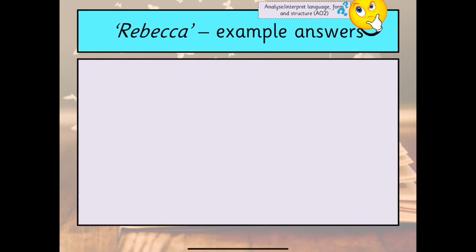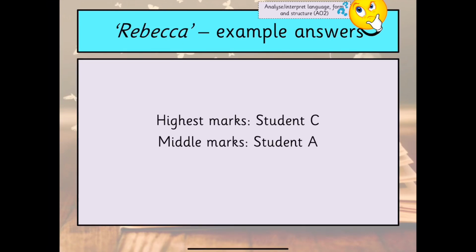Okay, so I can now reveal, drum roll please, the highest marks was student C. In the middle we had student A, and then the weakest answer of the 3 was student B. So let's look at each answer individually and look at why they got those particular marks.